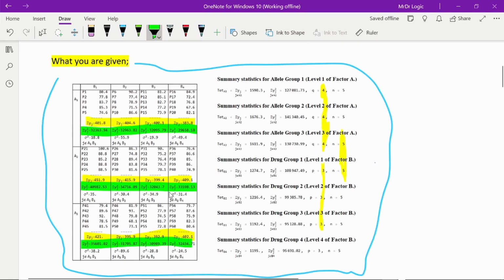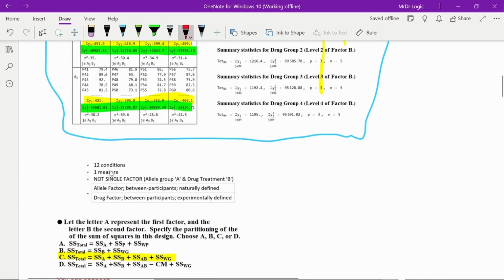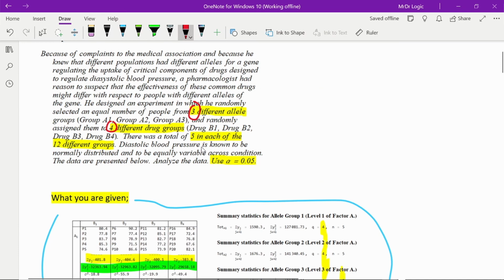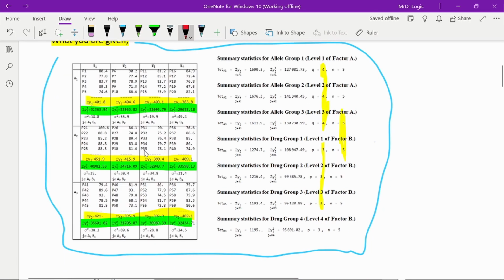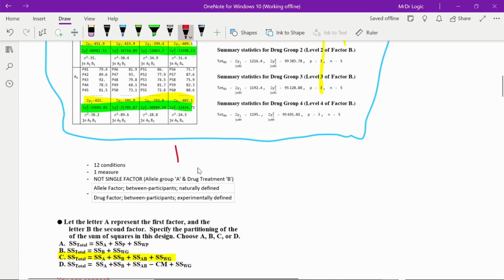So this is 12 conditions as previously established from the 3 and the 4. So 3 times 4, you get 12. This is a single measure. You got to read the question carefully because sometimes this is 1 measure, sometimes this is 2, but usually it's 1. Usually it's 1, and this is what I say for the first one. This is the first distinguishing thing. It's 1 measure, okay? And for a question like this, this is not single factor, okay?